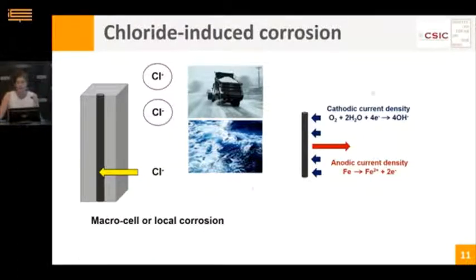We can see in this picture a local anode, shown in red, and a relatively large cathodic area, shown in blue, surrounding the local anode. In this case, the corrosion is called macrocell or local corrosion. Here we have two processes: an increase of the concentration of chlorides in this zone, because the chlorides are negatively charged and migrate to the local anodic region, and a decrease of the alkalinity. Acidity is produced by the hydrolysis of the corrosion products inside the pit.